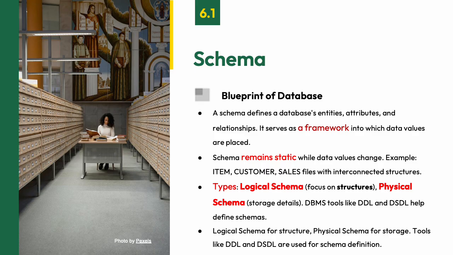The second type of the schema is called the physical schema. It deals with how the data is stored on the physical hardware. It includes details about the file locations, indexing, and storage format.